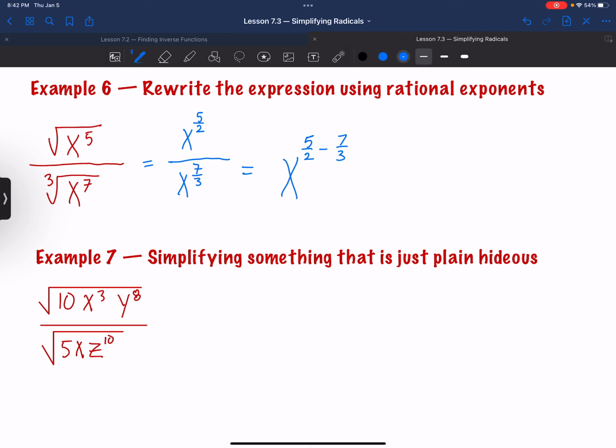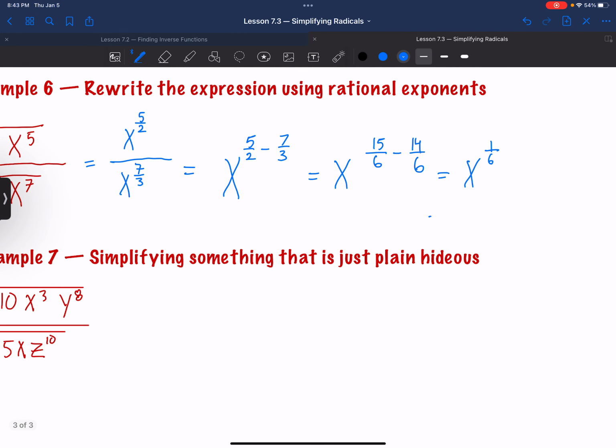Now, I have to do that, right? What is 5 halves minus 7 thirds? Well, let's get a common denominator. x to the power of, multiply by 3 over 3, so it's 15 over 6, minus, times 2 over 2, that's 14 over 6, which equals x to the power of 1 over 6. Let me be consistent with the way I write my fractions. 1 over 6. And now that I have x to the 1 over 6, that's about as simple as that fraction's ever going to get. And I want to rewrite it.